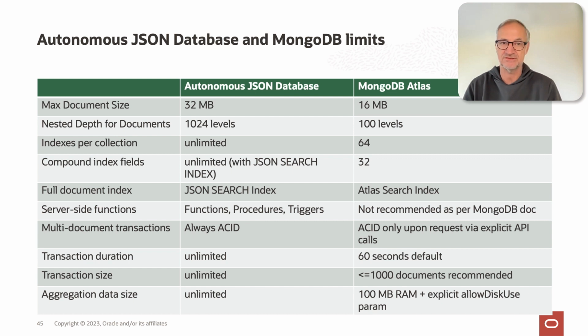We are able to store larger documents. We have deeper depth of nested documents, right? From an indexing perspective, transaction perspective, there's nothing that actually limits us from using that as an enterprise-grade document store API.